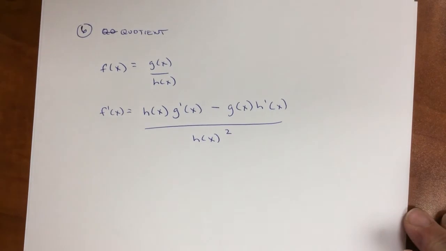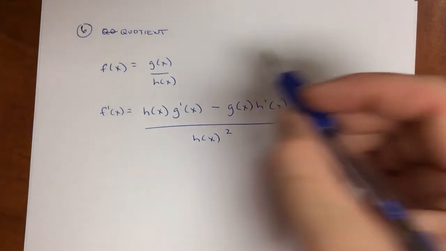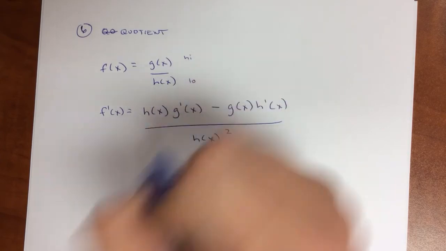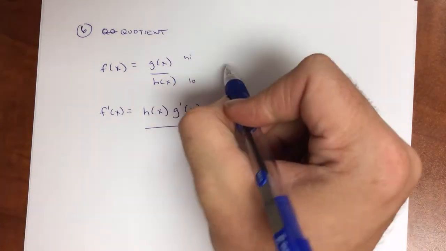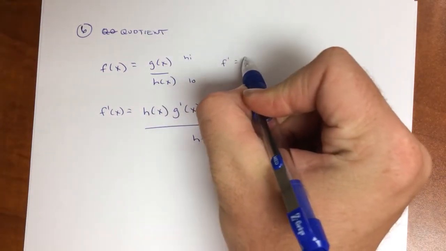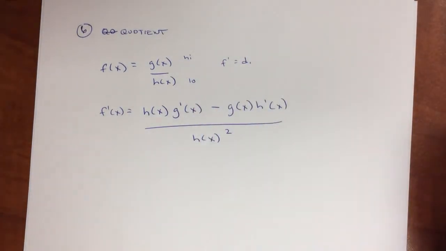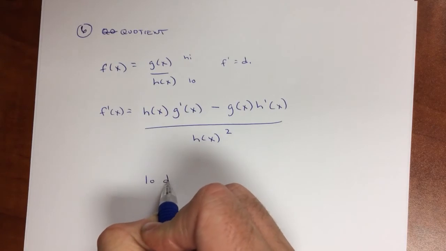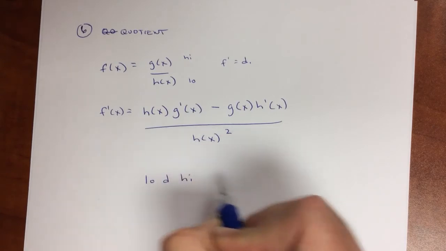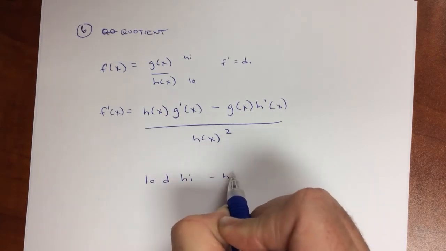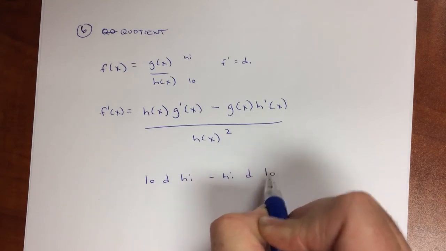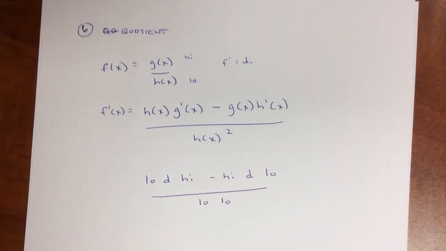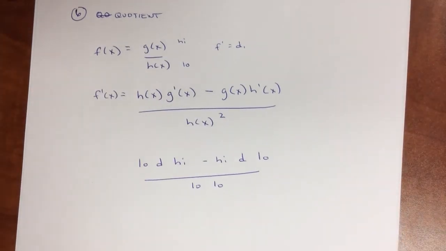Now here's a little tune to help you out. So let's call this high, let's call this low, and let's call a derivative d. So I can look at this and say this is low d high minus high d low all over low low. This may help you, this may not. This is how I remember it.